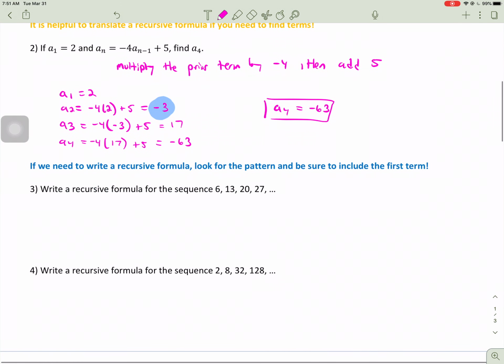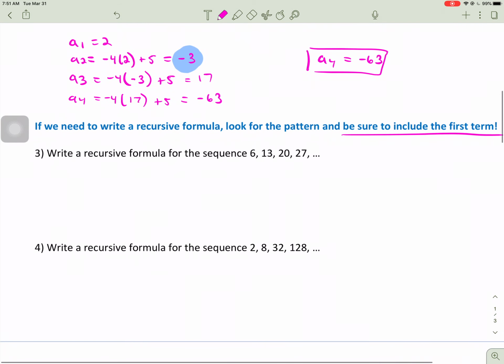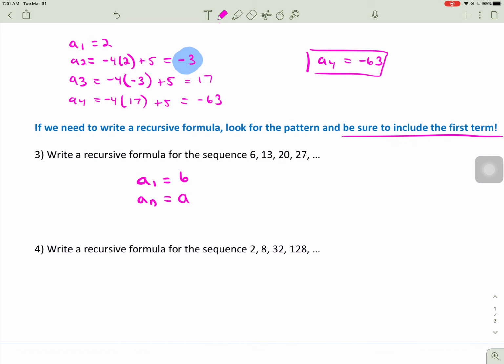Now, what about writing the recursive form? Well, what you have to do here is figure out what the pattern is first. And don't forget to include the first term. So here we go. We have 6, 13, 20, 27. And I see this one pretty quickly. It's plus 7, plus 7, plus 7. So what we do is this. We write the first term is 6. And then to find any term, we're going to take the term before it and add 7.